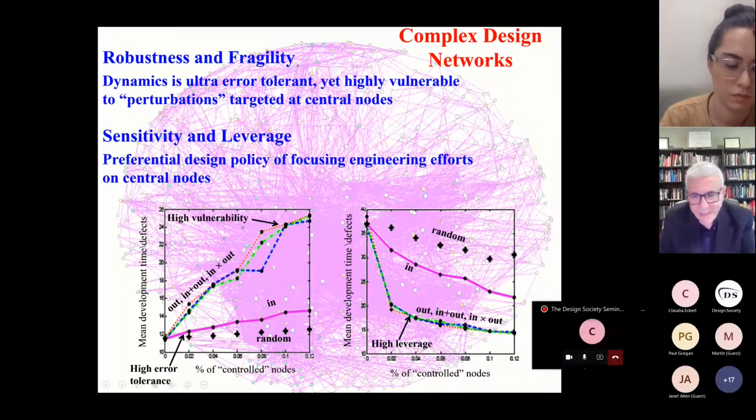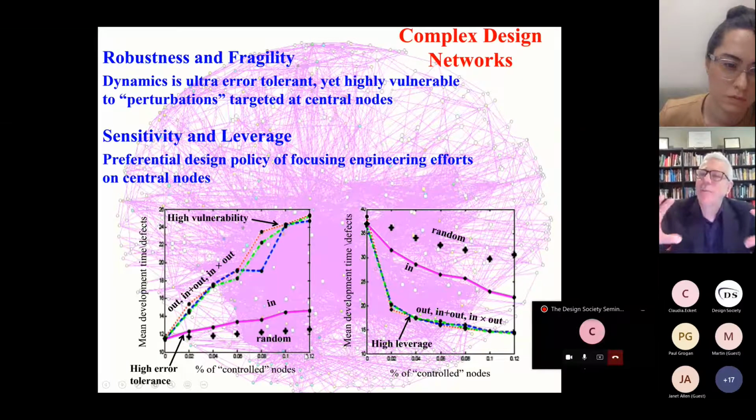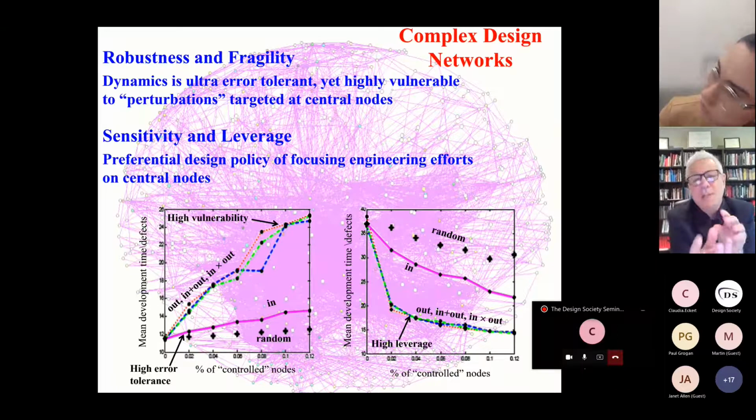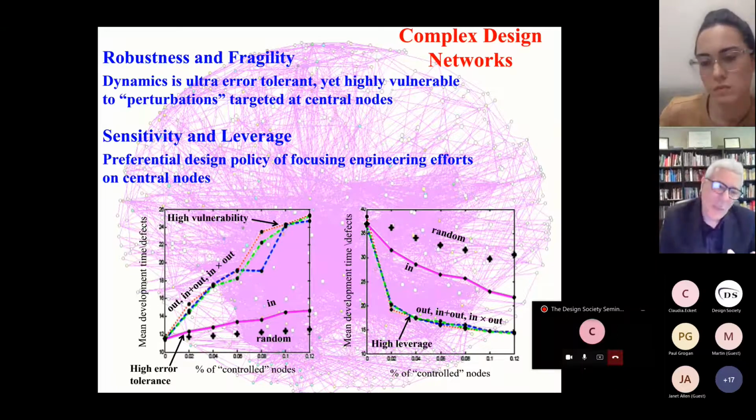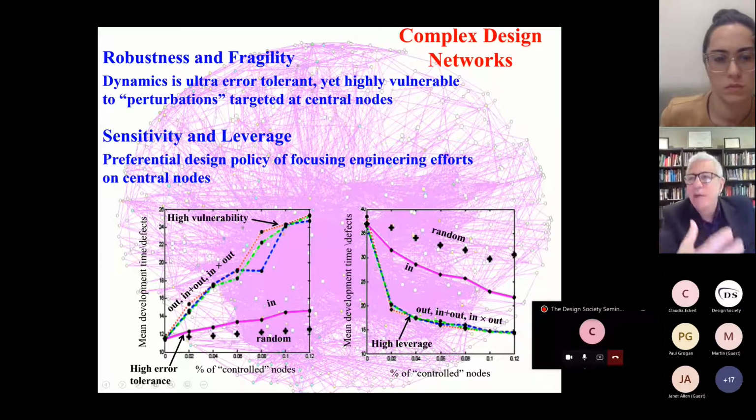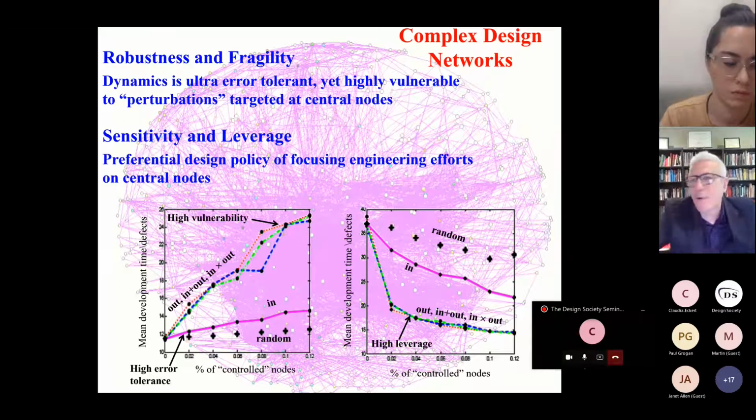So just briefly explain those, the idea of robustness and fragility. On the left-hand side, you see the idea of robustness, right? So the x-axis represents the percentage of nodes that you perturb, that you sort of modify. And the y-axis represents the average time that it takes for the system to converge to a design solution, or the total number of defects in the system, or error in the system, or whatever you measure.